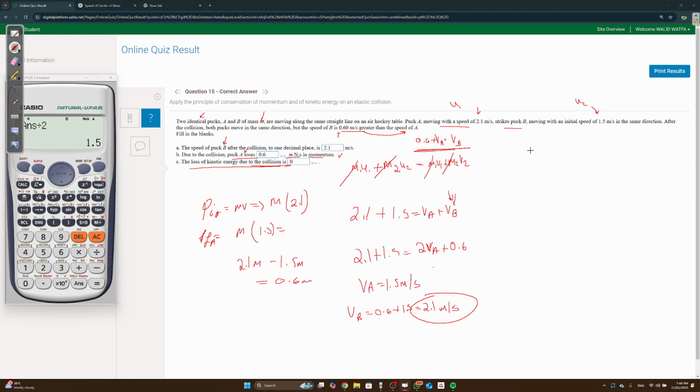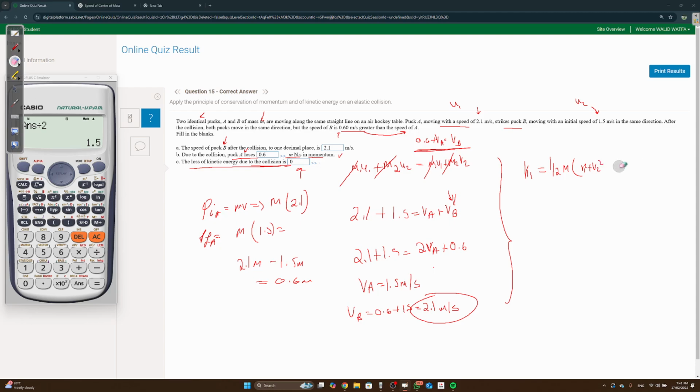The loss of kinetic energy due to the collision. Is it an inelastic collision? Do you see anything inelastic? Did they stick together? Did they embed? No. So that means kinetic energy is conserved, so there should be zero loss. However, should you check it? Why not? Initially, K1 is equal to half m. Since it's the same mass, you can just factor out half m and do v1 squared plus v2 squared.